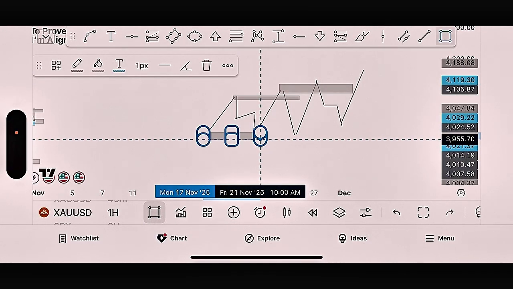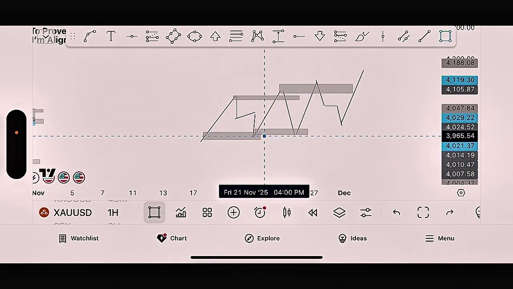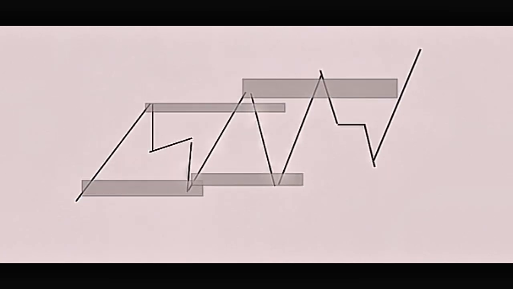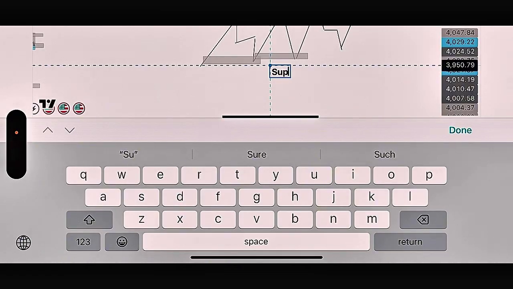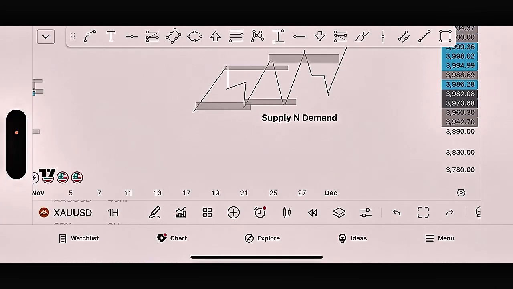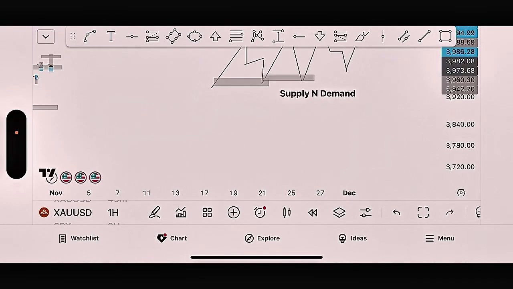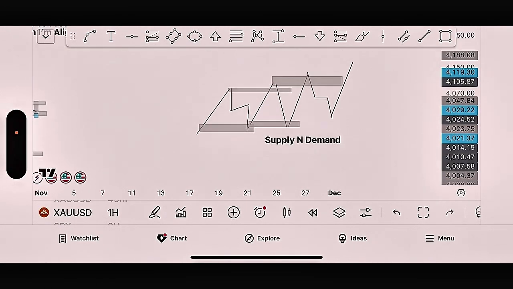See, that is the supply and demand setup. Let me put it there. You can find this anywhere, higher time frame, lower time frame. You can find it in the downtrend too. It's just that you invert it.